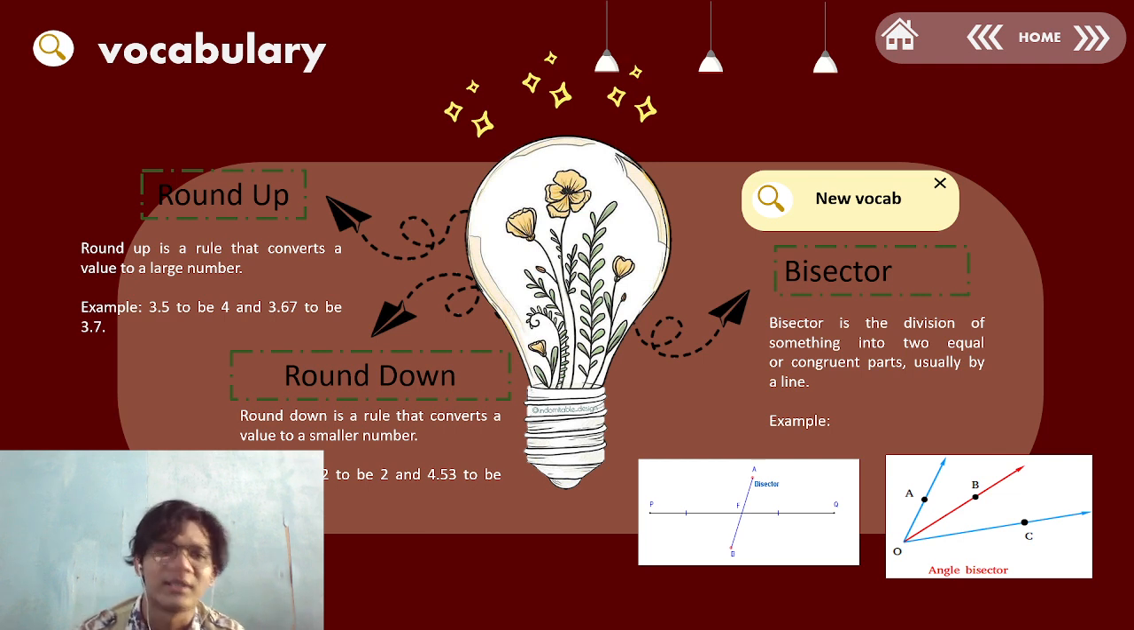Next is bisector. Bisector is the division of something into two equal or congruent parts, usually by a line. For example, this line PQ is divided by line AB. The line AB is a bisector, we call usually.